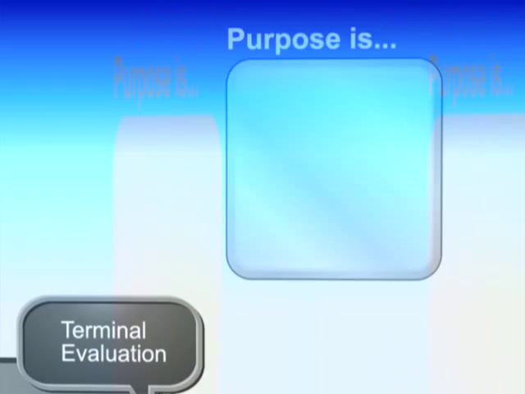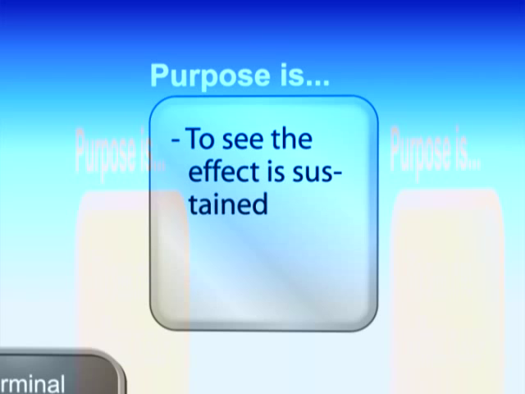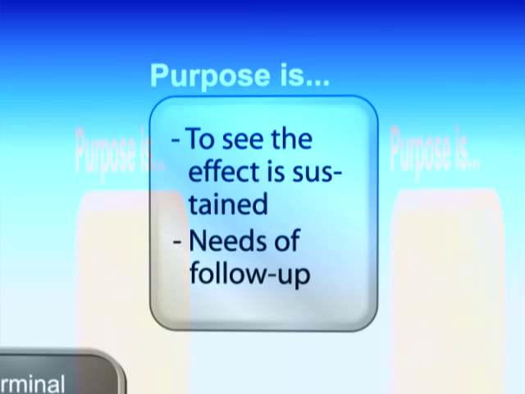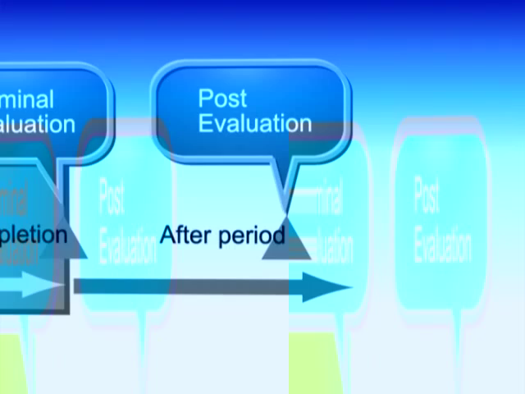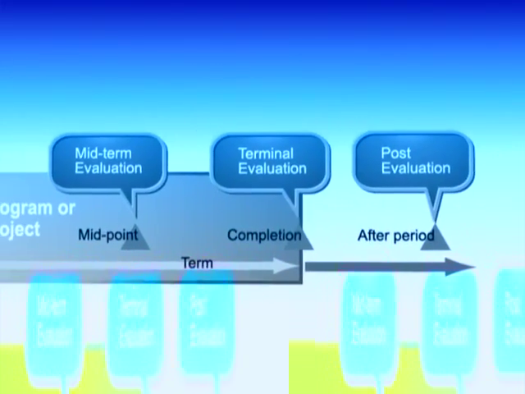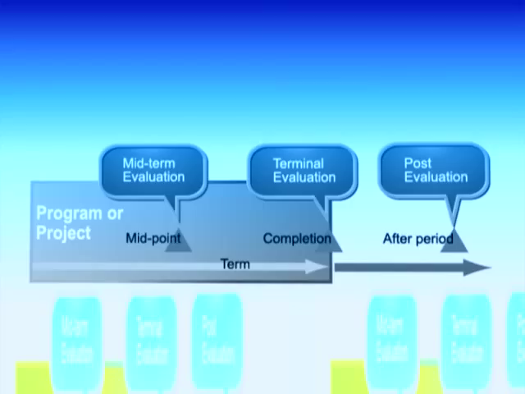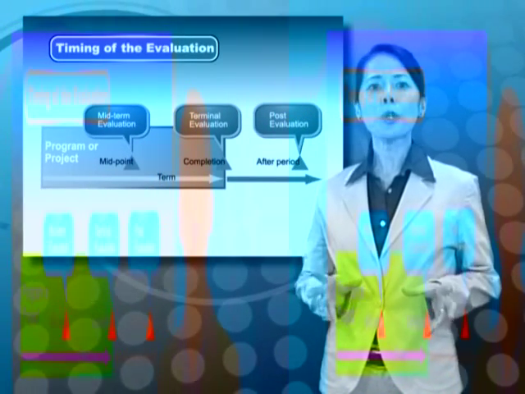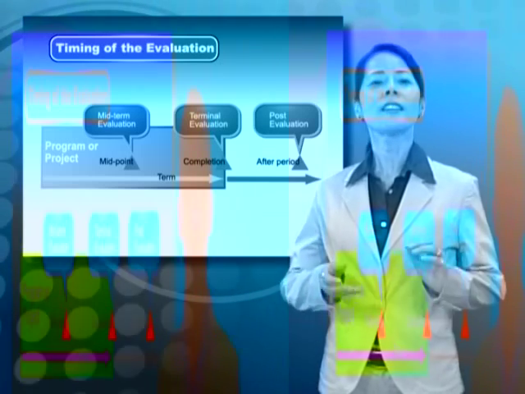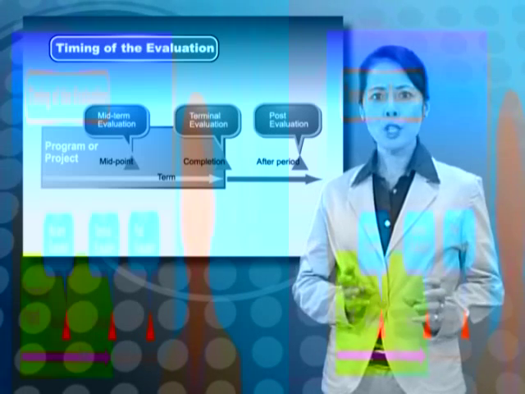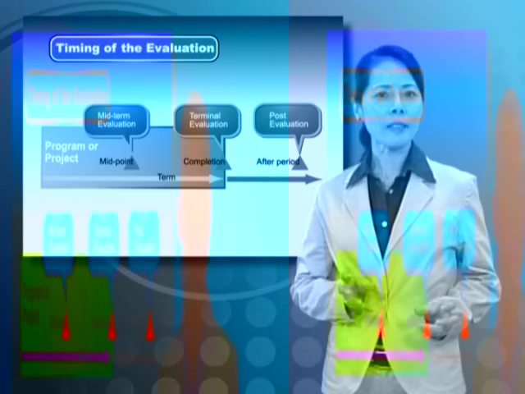And if the purpose is to see if the desired effect of the project is sustained or if any follow-up is necessary, a so-called post-evaluation is necessary, which is carried out within a certain period of time after completion of the program or project. In this way, the timing for implementation differs depending on the purpose of evaluation. So, the purpose of evaluation should be determined at the beginning.